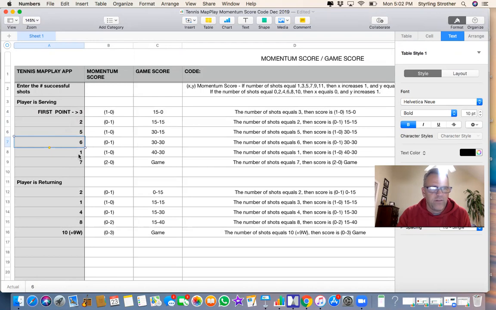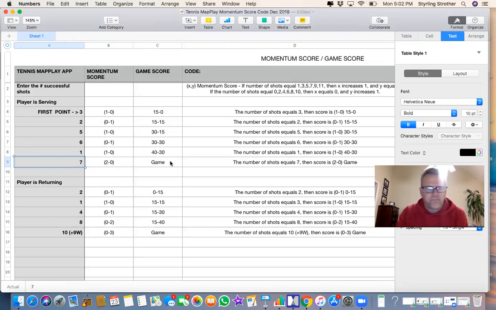Server wins with a 1 shot rally length. Momentum score goes back to 1-0. 40-30 is the game score. And then the server wins the sixth point with a 7-shot rally. The momentum score increases 1 value because that's an odd number, 7. So it goes to 2-0 in game.